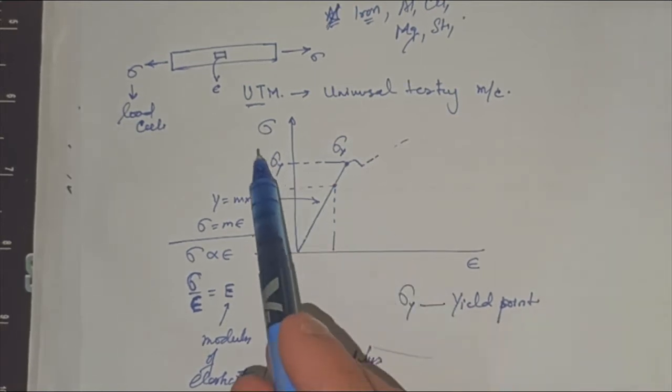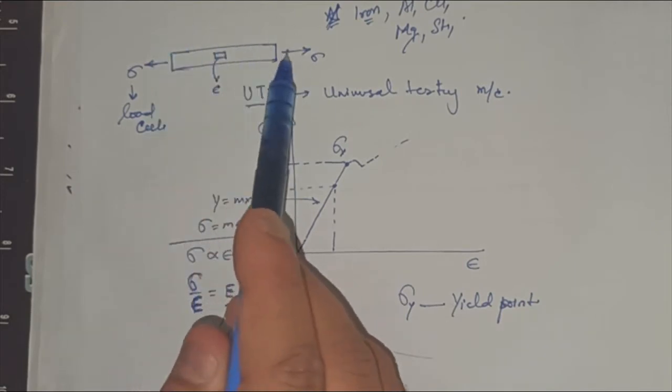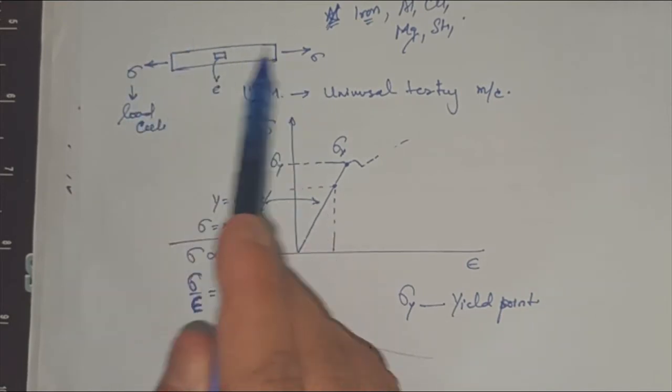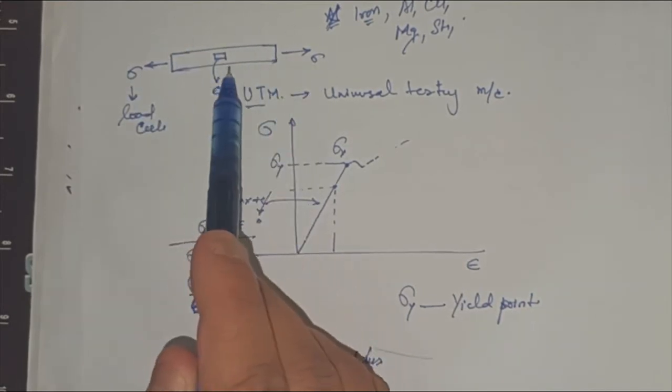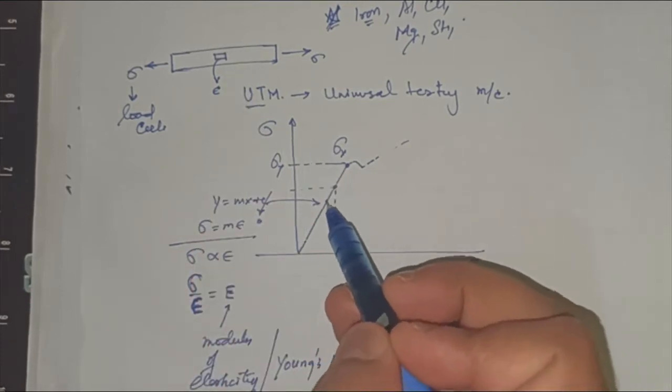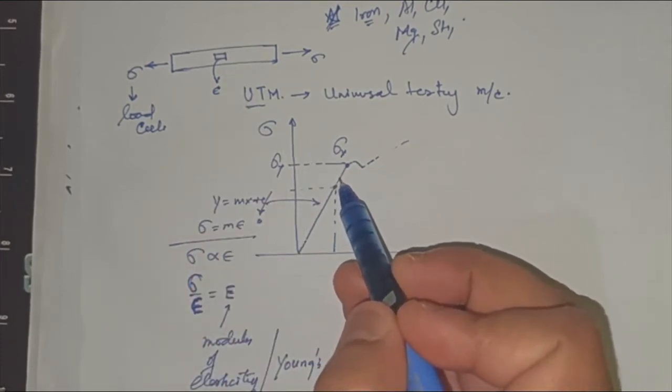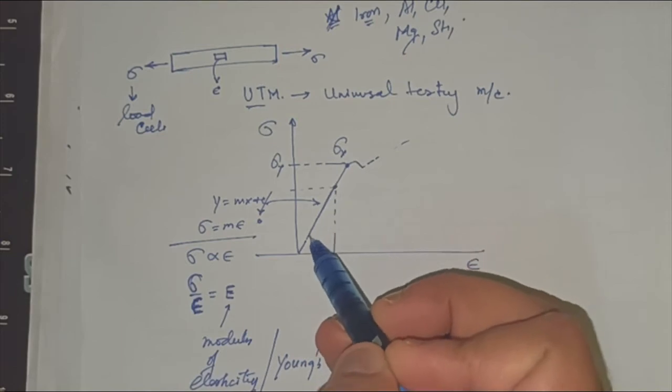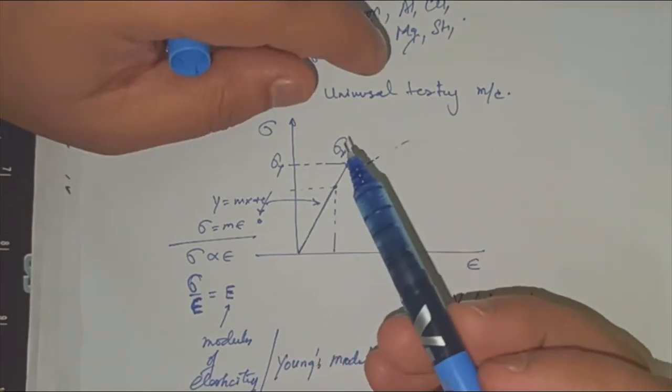So if you are loading this metal with your load, and even if you remove the load, the material comes back to its original position. This is some kind of a scale.